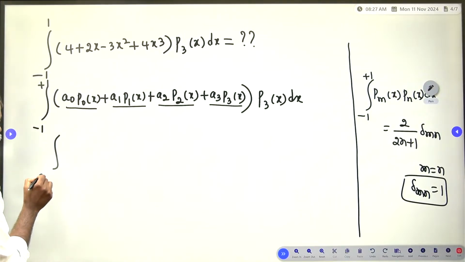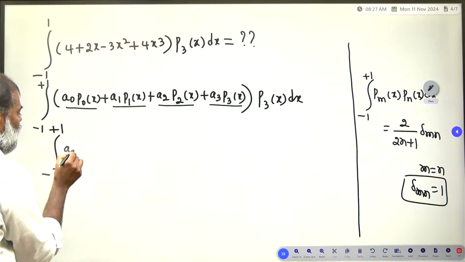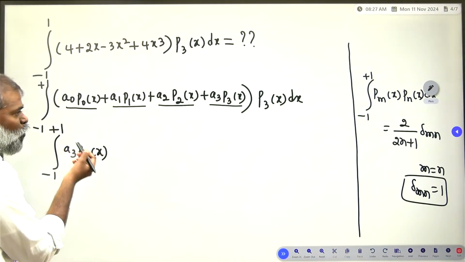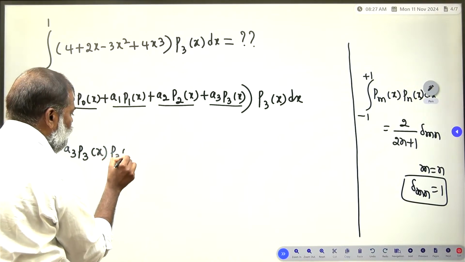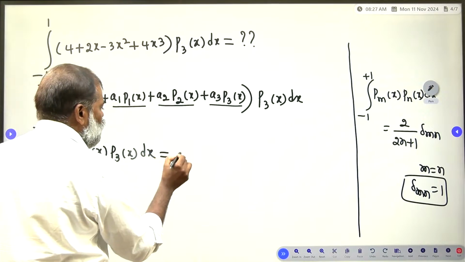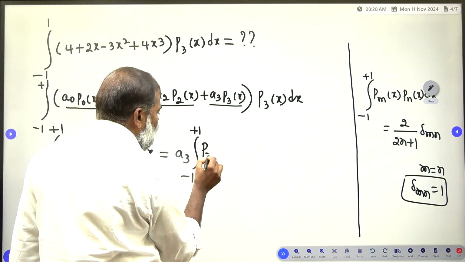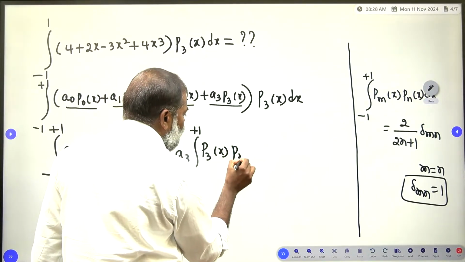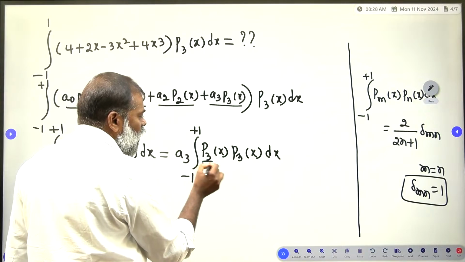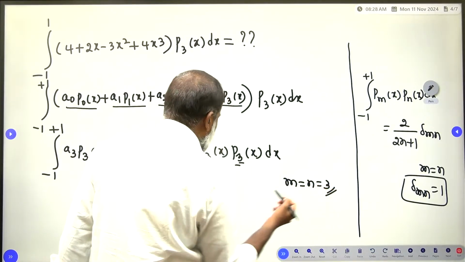So therefore this integral can change. Integral minus 1 to plus 1, A3 into P3 of x into P3 of x into dx. Right? A3 you have to take outside. Integral minus 1 to plus 1, P3 of x into P3 of x into dx, what is that value? m is equal to n is equal to 3 is there.